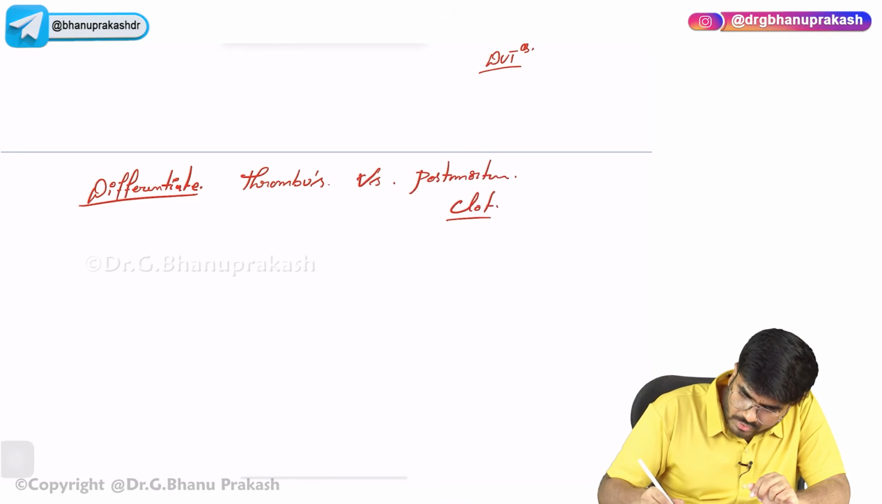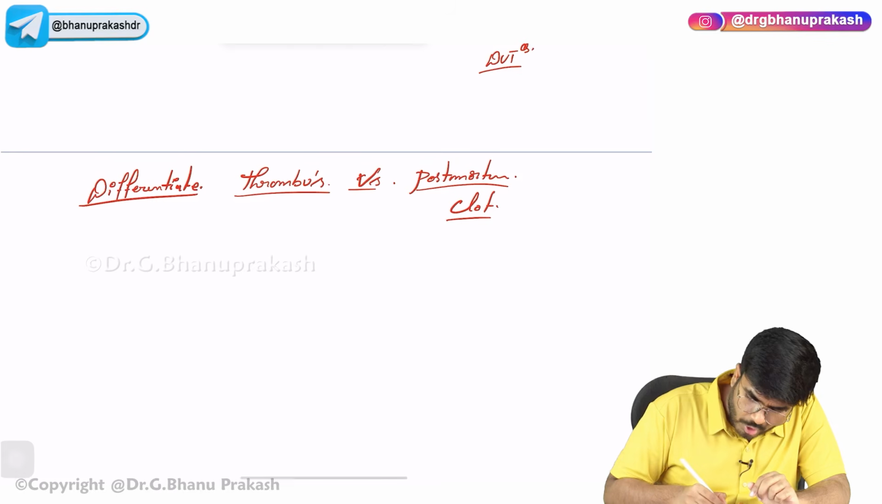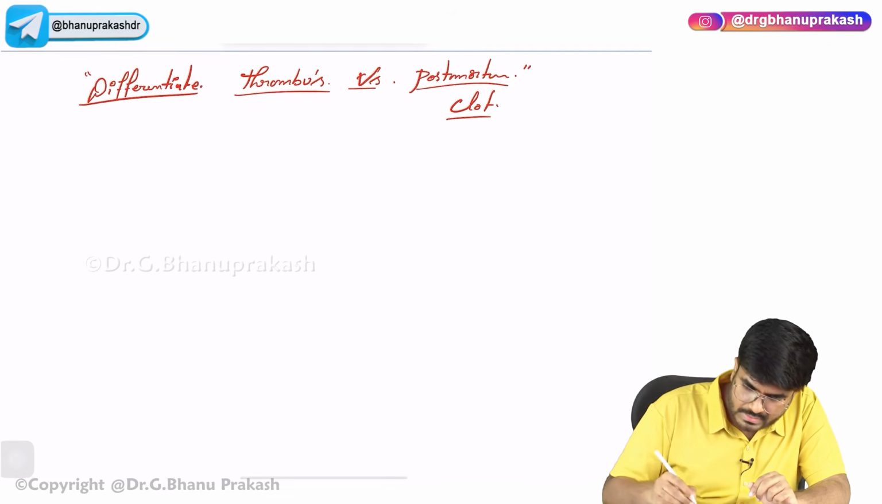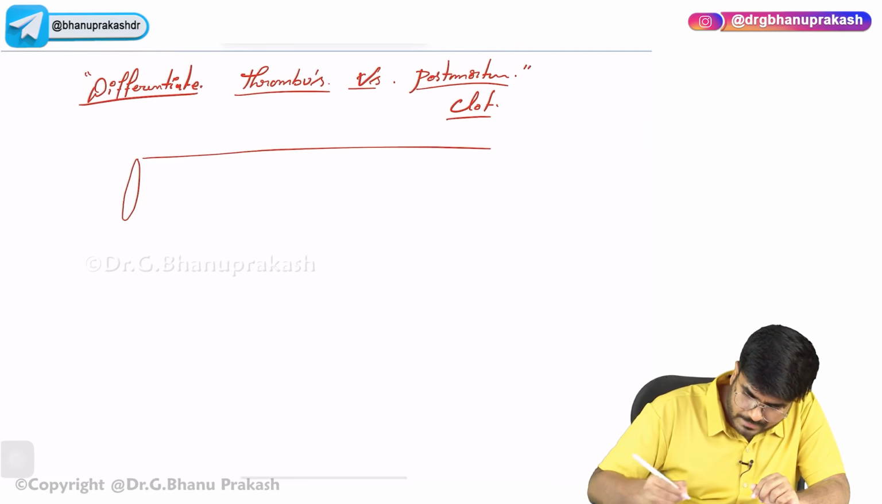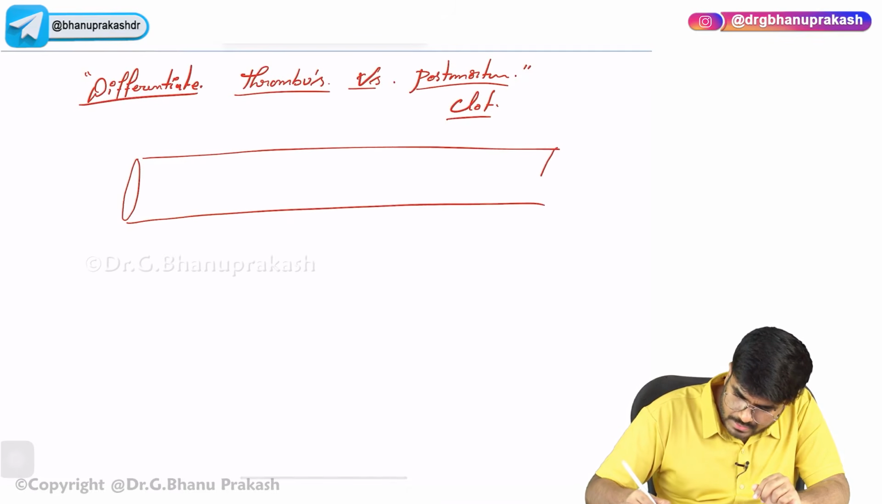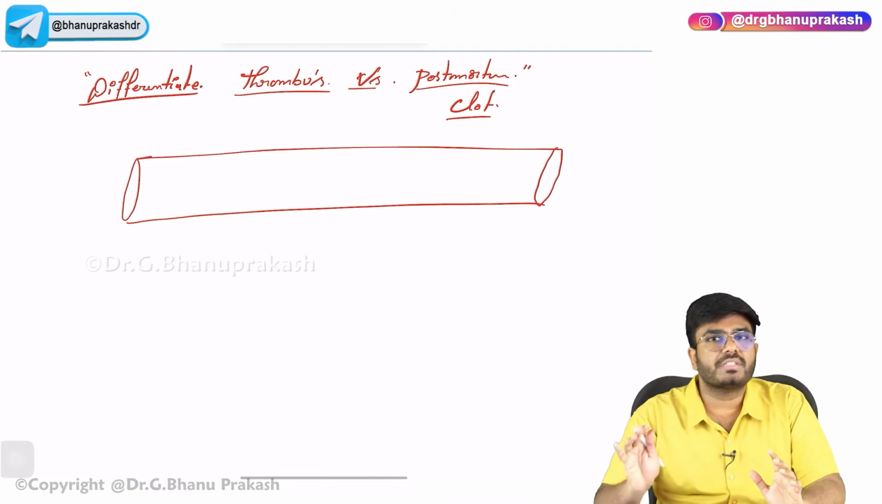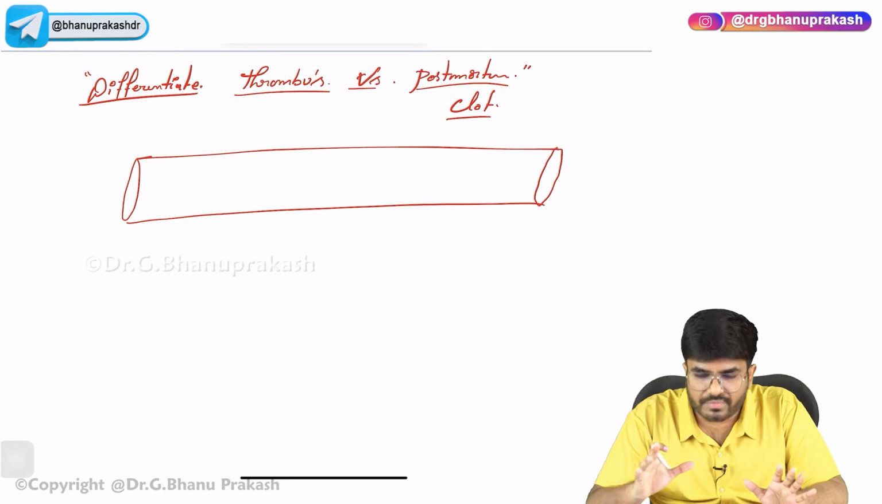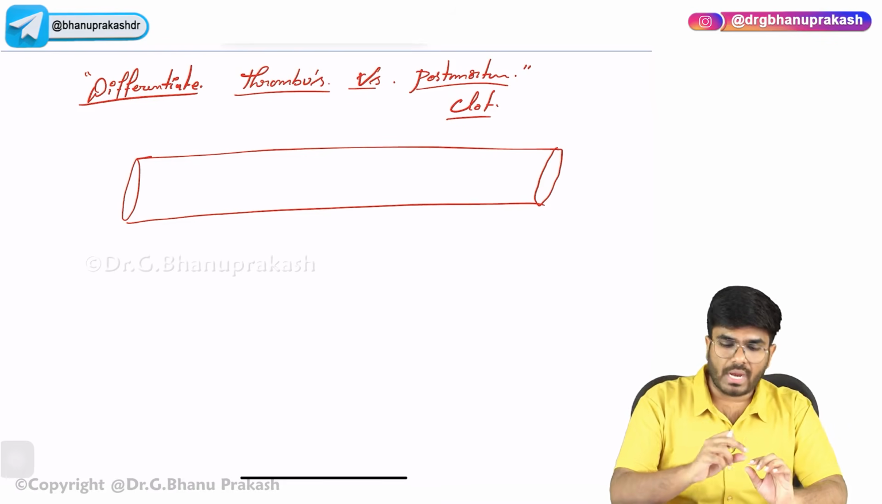Okay, thrombus, how to differentiate it from a postmortem clot? For example, look, this is a blood vessel. Now the patient is dead, and you are doing the autopsy of the heart. You have removed the heart and the coronary blood vessel.